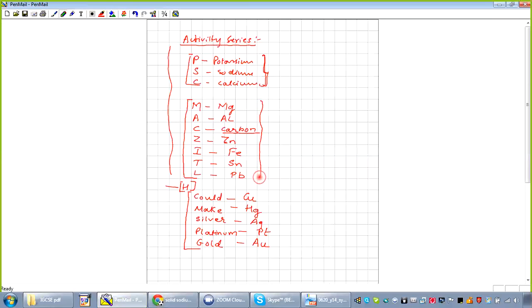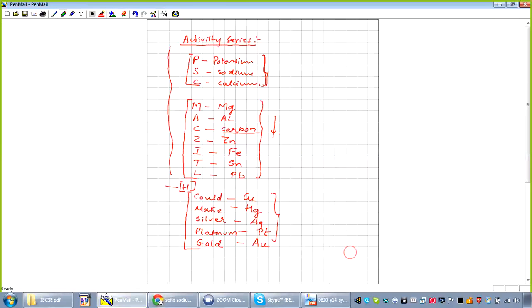These are all moderately reactive metals. Of course, as we go down in the activity series, their reactivity is decreasing. And these metals are going to be very less reactive metals. This activity series of metals you should know by heart because it will be used at many places.